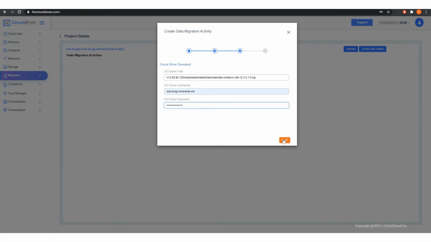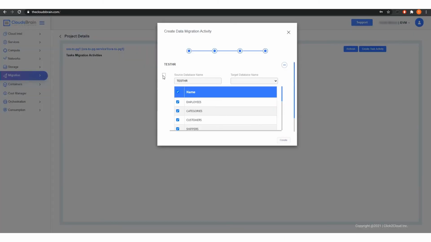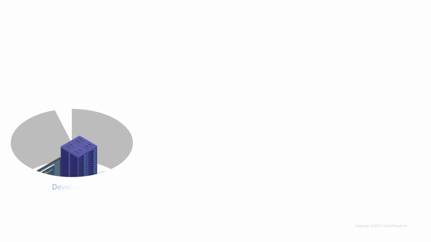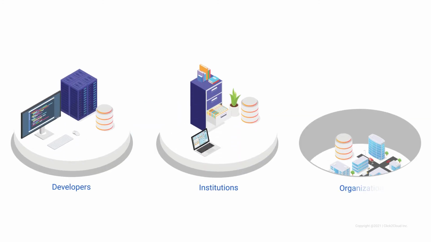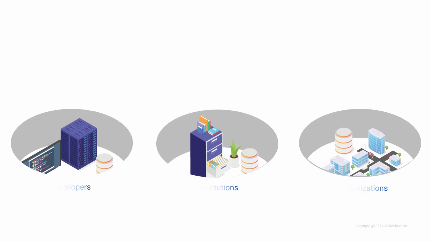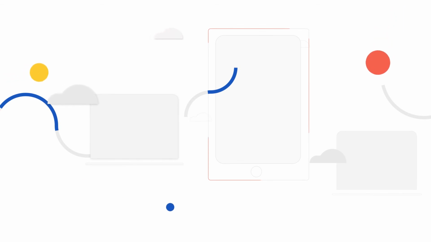It consists of four steps. Complete the process by filling in the details. These steps will help you to successfully migrate your database from Oracle to PostgreSQL. Click2Cloud's CloudsBrain, due to its migration feature, makes developers, institutions, and organizations choose PostgreSQL for enterprise applications, that not only empower startups but also lead into businesses and mobile applications.